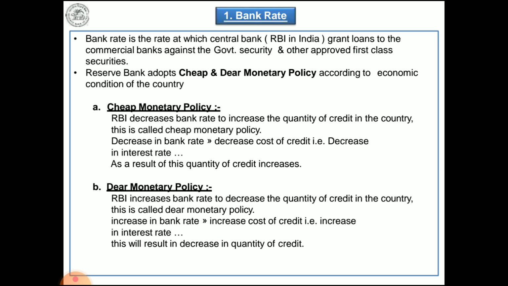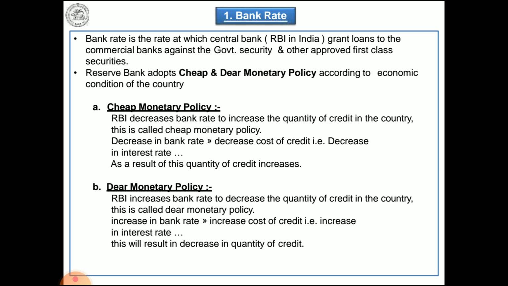Finally, as a result of this, the quantity of credit will get increased, which means the supply of credit, or supply of money in the nation, will get increased. Many customers will approach the bank: I want a housing loan, we want a car loan, we want other different types of loans, and the supply of money will get increased. So this particular policy of the bank rate is called cheap policy. They are reducing the bank rate. With that, the cost of credit will reduce. With that, the interest rate will reduce. So the supply of money, or more loans, will be given to the customers.